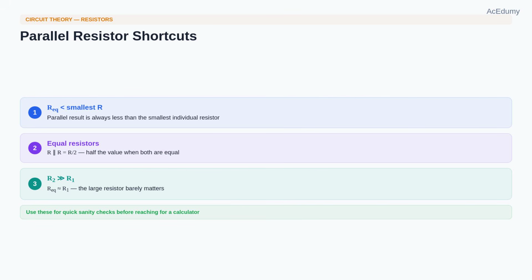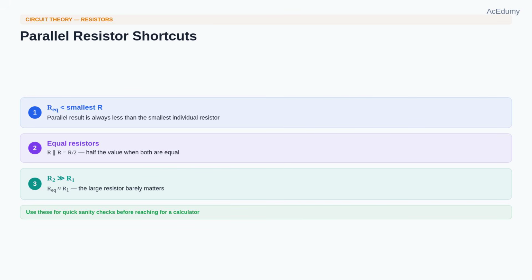Here are some practical shortcuts for parallel resistors. First, R equivalent is always smaller than the smallest resistor in the group. If you get a larger value, double-check your work. Second, if both resistors are equal, say R and R, then R equivalent is simply R over 2.